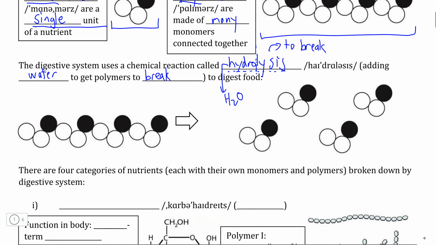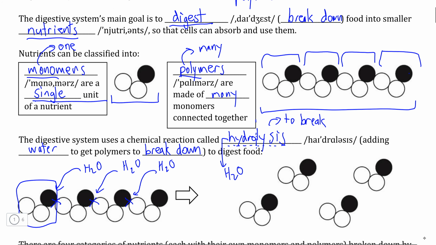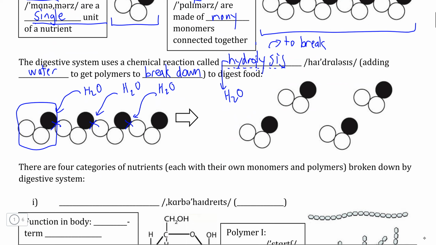A hydrolysis reaction involves your body's biological catalysts, your enzymes, adding a water molecule every time a polymer is to be broken down into a monomer. If we want to break this monomer off, your body's enzymes would do a hydrolysis reaction, adding a water molecule in order to break this monomer off. Then they would add a second water molecule to break this monomer off, a third one to break this monomer off. And when all of the polymers that make up the nutrients in your food have been broken down, digestion is said to be complete.